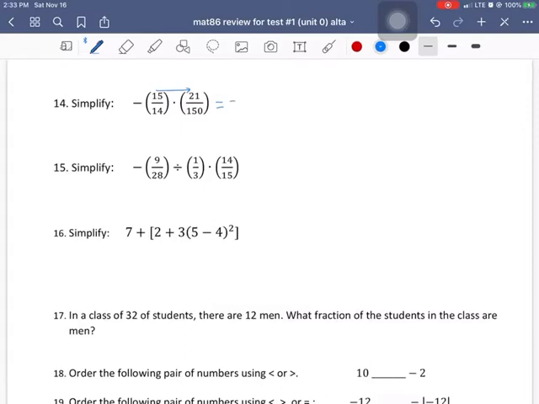I know my answer is going to be negative. This is a negative fraction times a positive fraction. It's going to yield a negative fraction. And 15 times 21 is 315. And 14 times 150 is 2100. Now, that requires a whole bunch of reducing. I know they end in a 5. So, let's see. Negative 63 over 420.